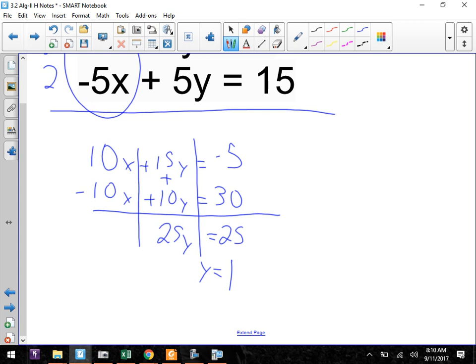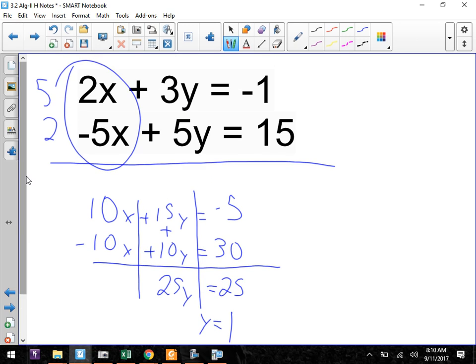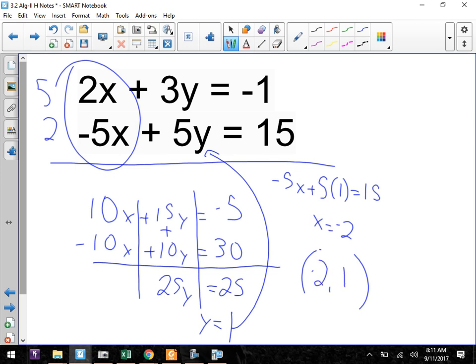And once you get the value of y, all we do is just go back up top and resubstitute it. I'll use this one this time. I get negative 5x plus 5 times 1 is 15. Which gives me negative 5x is 10. X is negative 2. Okay. There is no one size fits all. Everyone probably can do one thing different here and there, and it's not a big deal.